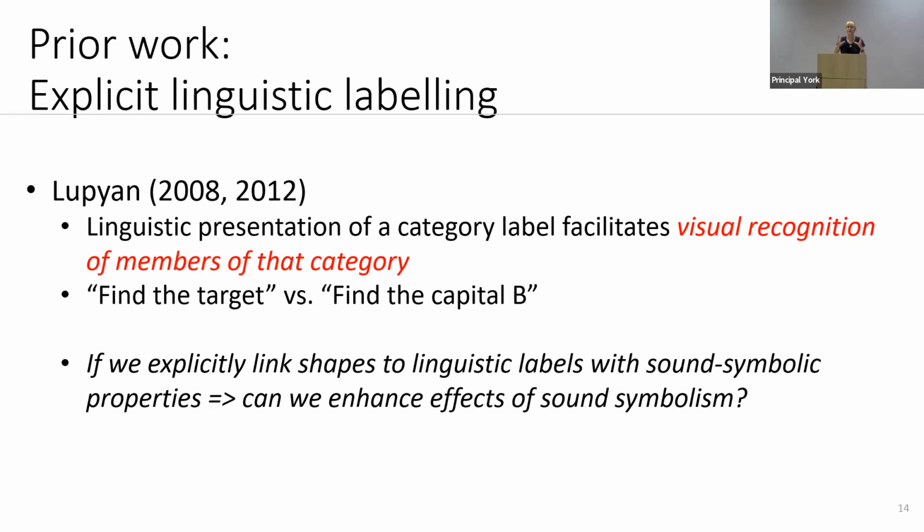So linguistically naming a category seems to make it easier to visually find members of that category. So we wanted to ask, if we explicitly link shapes to linguistic labels with sound symbolic properties, kind of building on what I was saying before, this could be another reason to expect that we could enhance effects of sound symbolism by essentially naming the category.